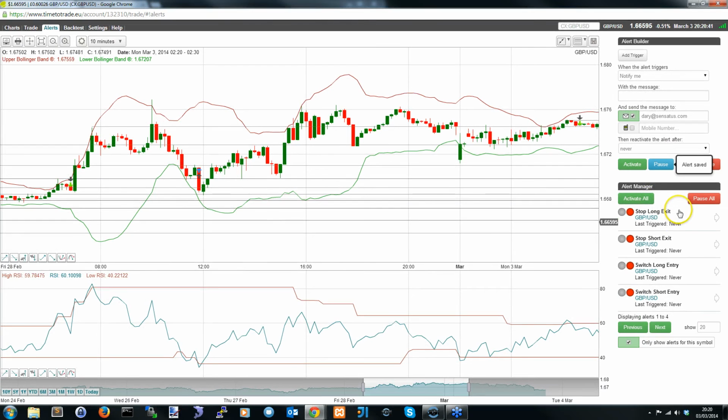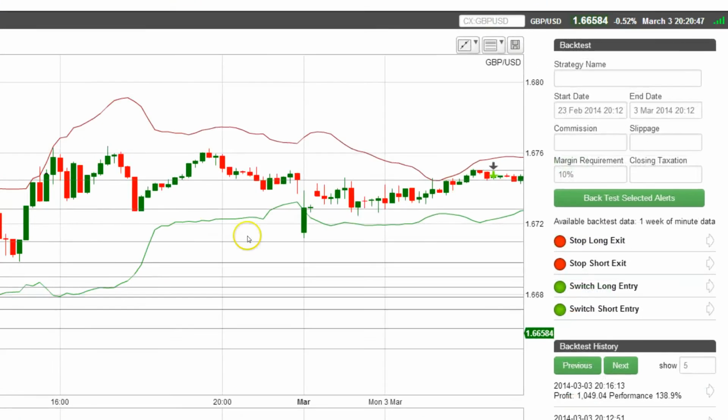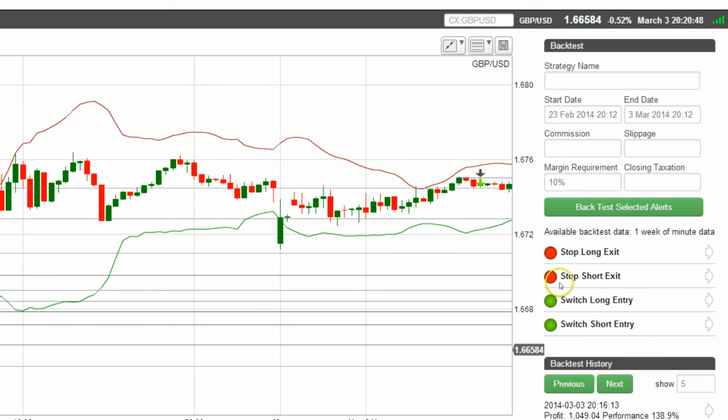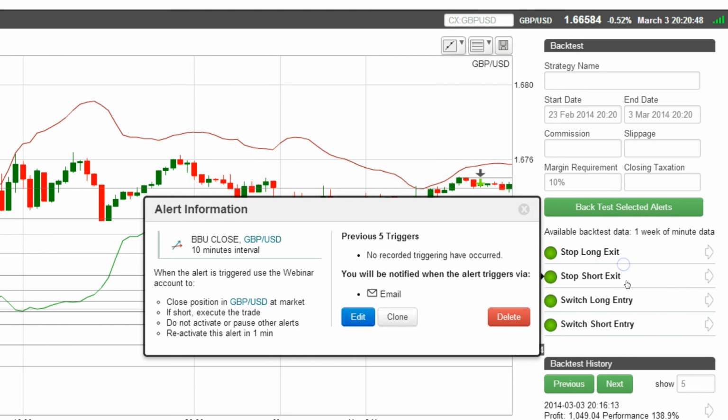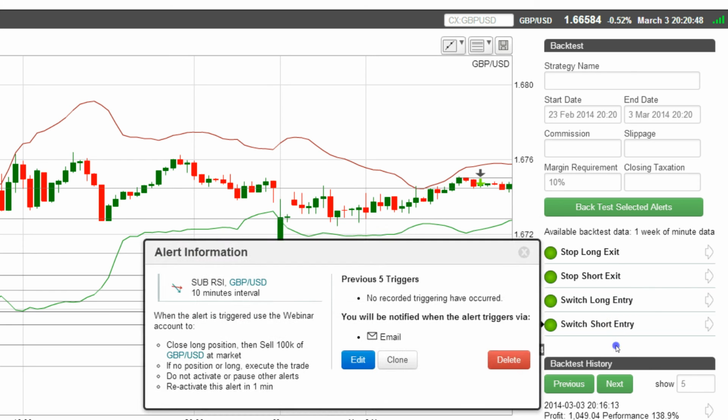Okay, hit pause. So now what we'll do is we'll go back and we'll now back test this with the extra rules added. We've now got 4 rules running, 2 Bollinger Bands and the 2 entry rules.